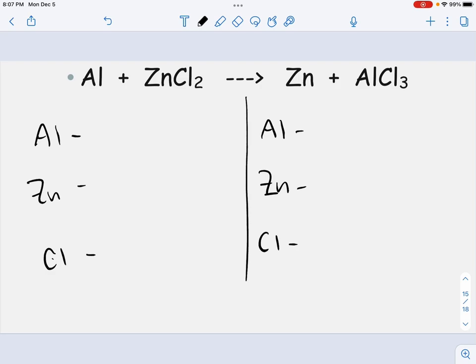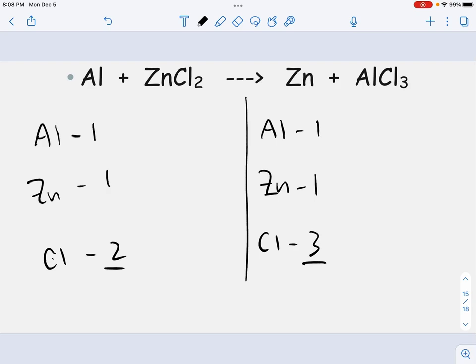On the left-hand side, we have 1 aluminum, 1 zinc, and 2 chloride. Right-hand side, we have 1 aluminum, 1 zinc, and 3 chloride. So everything balances except chlorine. Now take a look at these numbers, 2 and 3. Eventually, both sides are going to have to balance out. So in order to do that, we have to find the smallest number that they have in common, and that is 6.